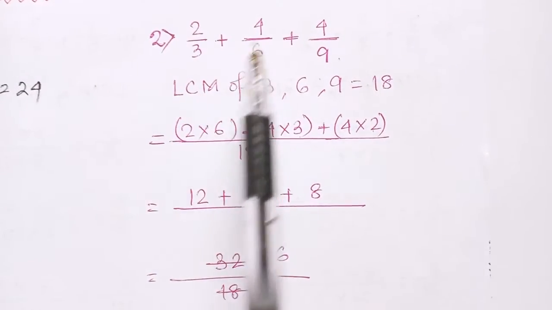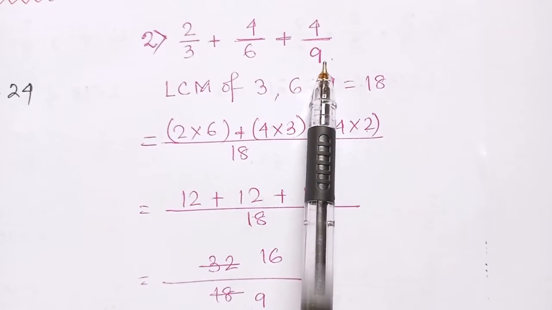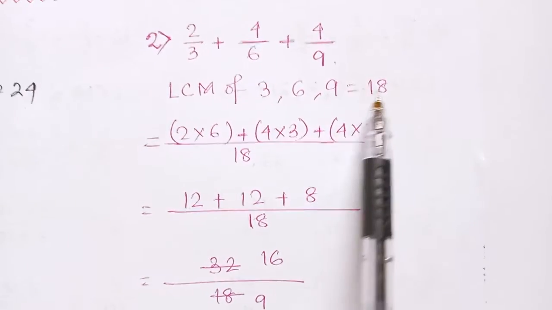Now come to example number 2: 2 by 3 plus 4 by 6 plus 4 by 9. As you can see, all the denominators are different. So the LCM of 3, 6 and 9 is 18.